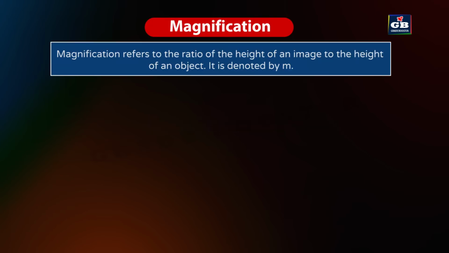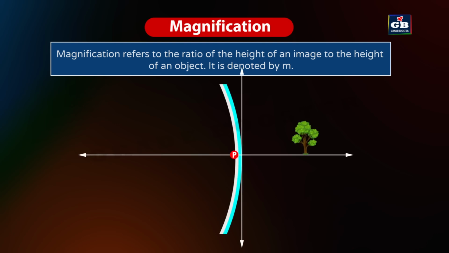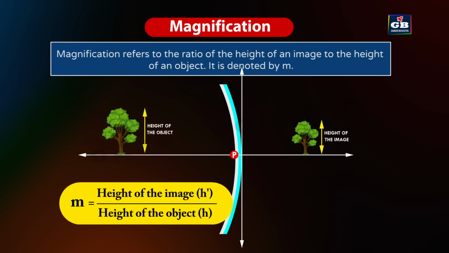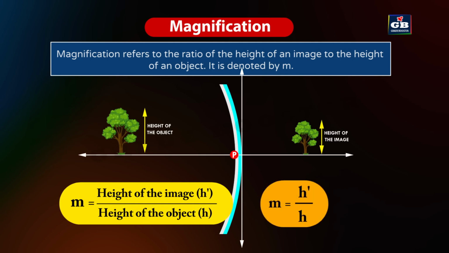Magnification. Magnification refers to the ratio of the height of an image to the height of an object. It is denoted by the letter m. That means it is the comparison of the size of the image with respect to the size of the object. That is, height of the image h' by height of the object h, meaning m is equal to h'/h.